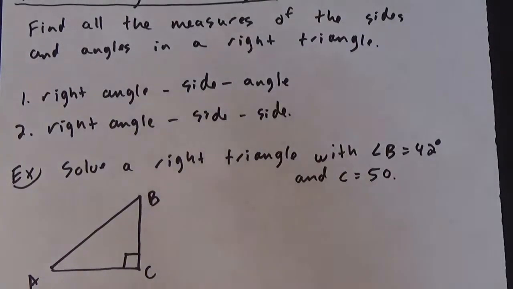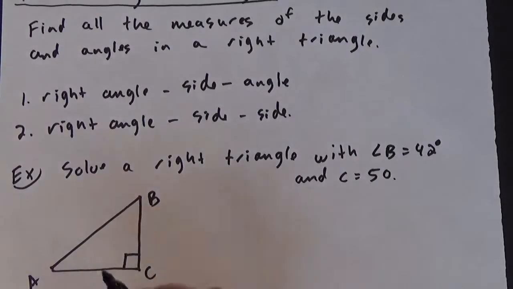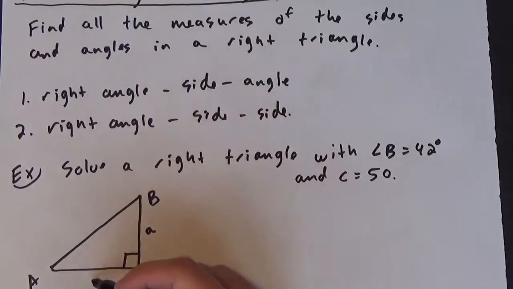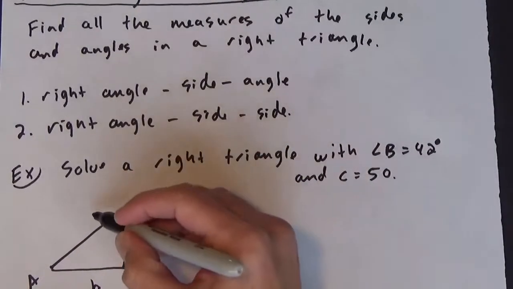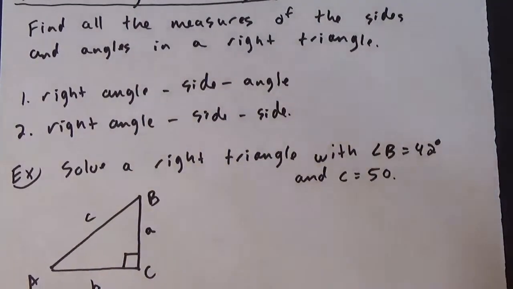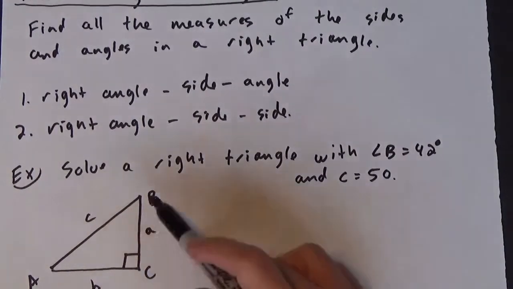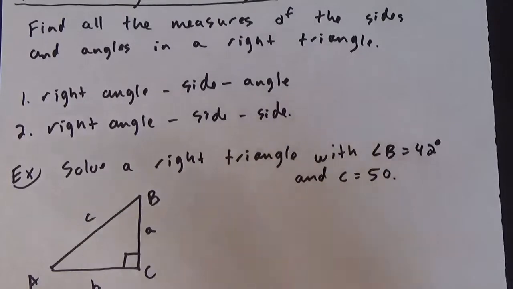Within that question, we know that C is the right angle. And then the side opposite A is side A, the side opposite B is side B, and the side opposite C is side C. So you do have to know this particular situation when it comes to solving a right triangle. When the questions are asked, they assume you know that.